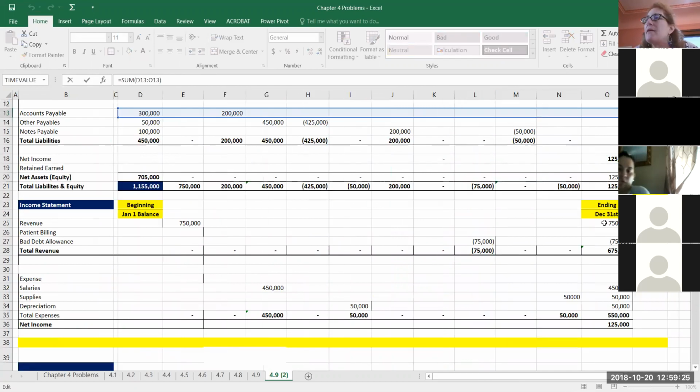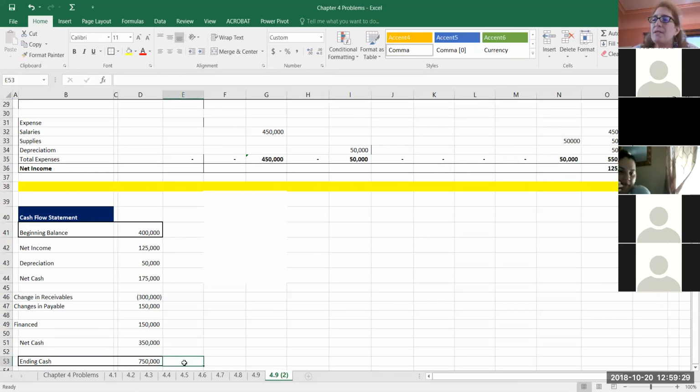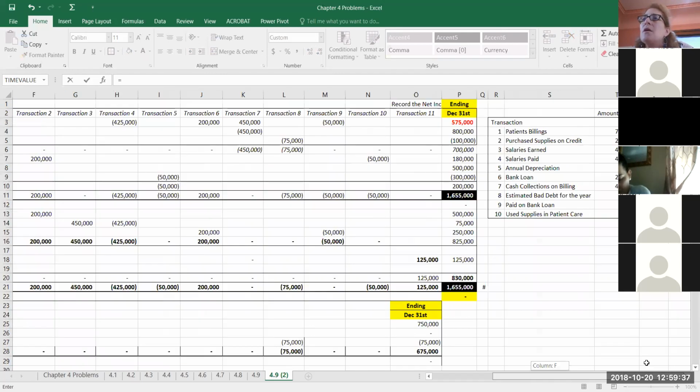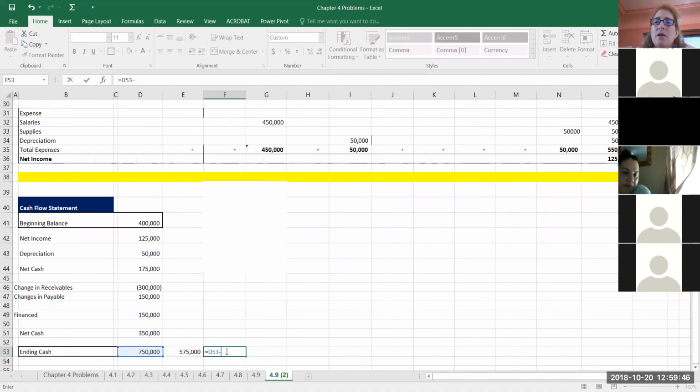So I'm going to take that number of 575 and put it right here, just so we can keep track of that. This is a good way to do it, when you're looking at your transactions to see what you might have forgotten. So we'll just put that there. So we've got a variance still that we have to account for of 175.